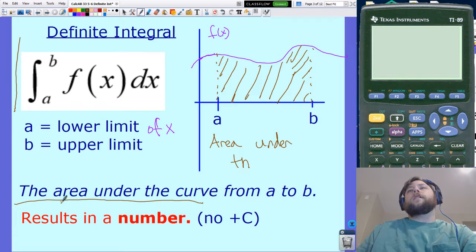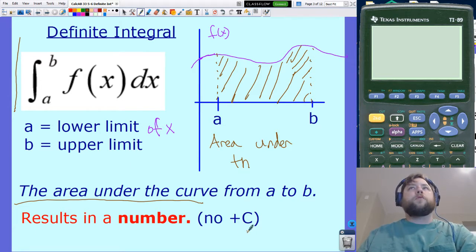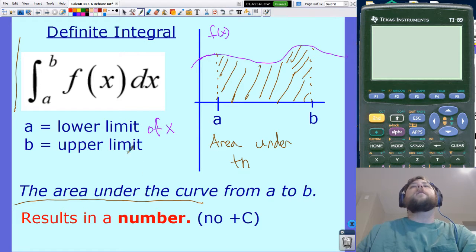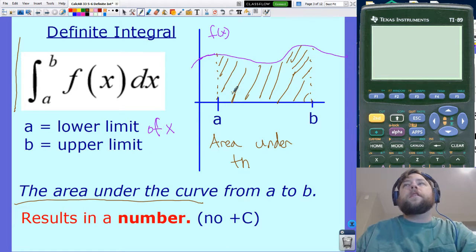What this is going to result in is always a number. So we're not going to have any plus C's when we do definite integration. We're going to get a number, like 5 is the area here, or something like that.